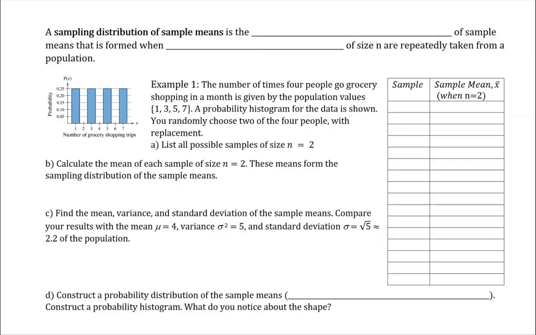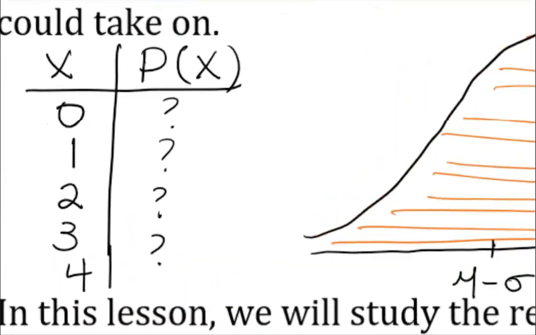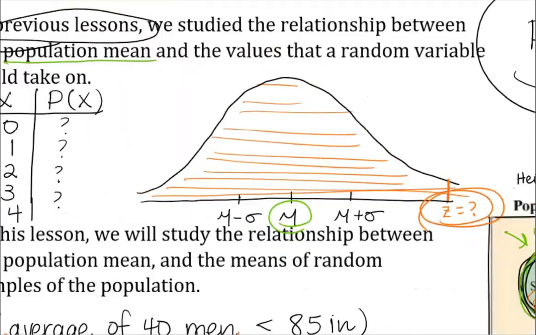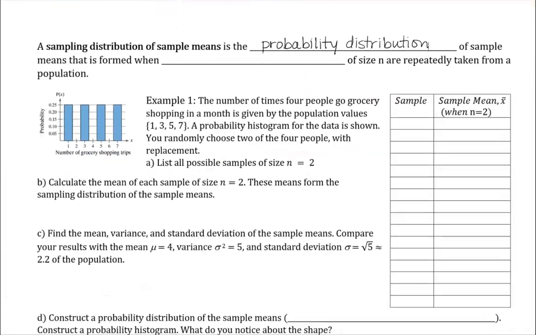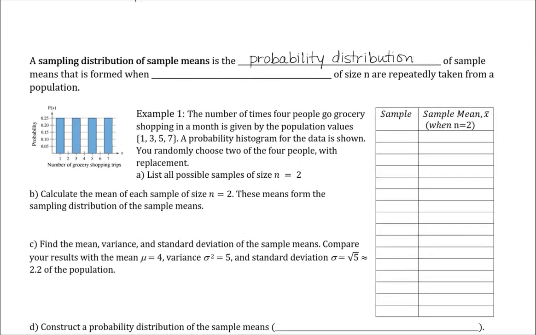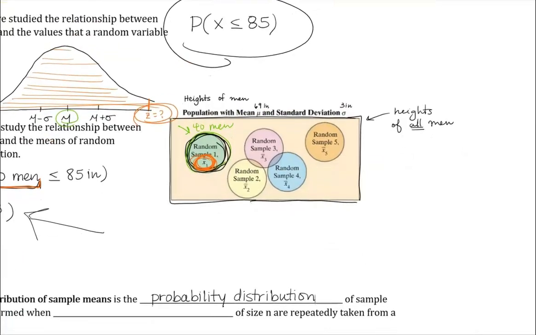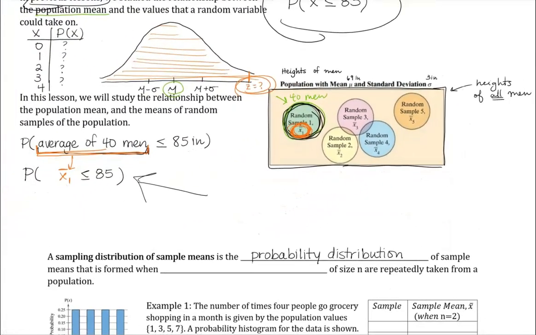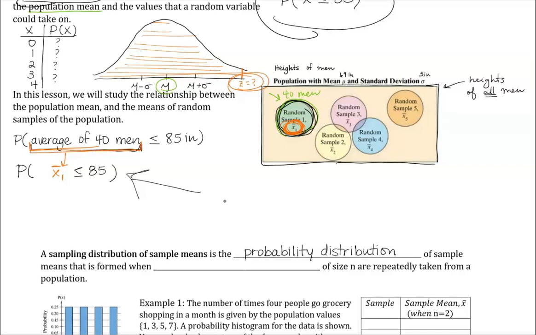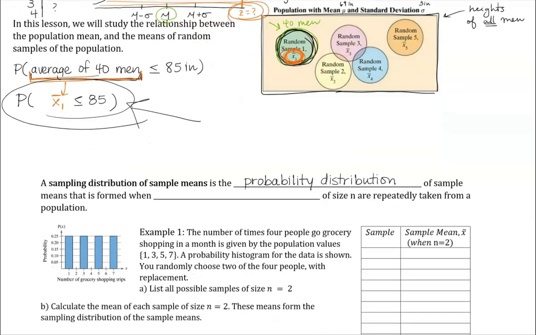So our first definition is a sampling distribution of sample means. A sampling distribution of sample means is the probability distribution. I'm going to stop right there. We do know what a probability distribution is. We have seen probability distributions for both discrete and continuous random variables, but it is a probability distribution of sample means. And that should be making a little bit of sense, I hope, because we just had this conversation about what we're going to be doing in this lesson. We're going to be looking at sample means and then asking questions about those sample means.